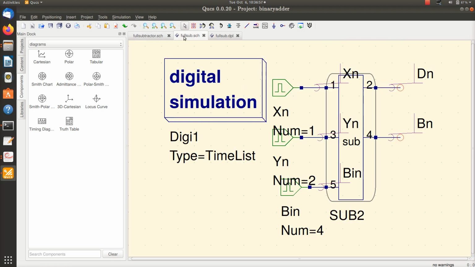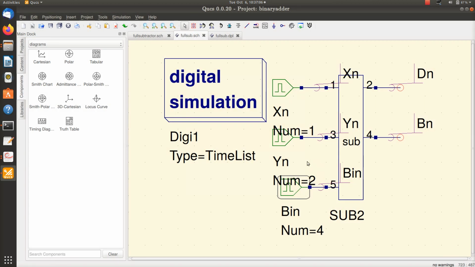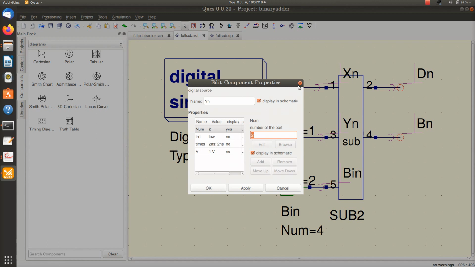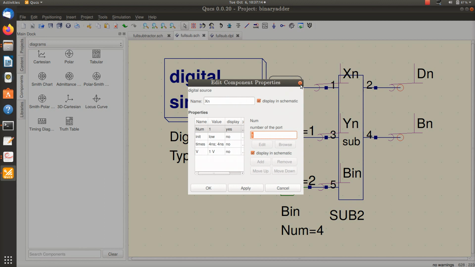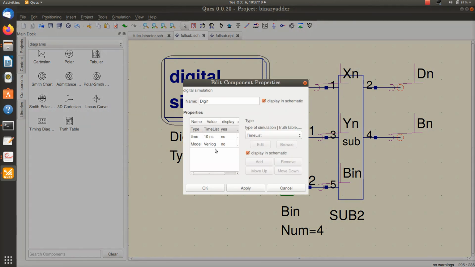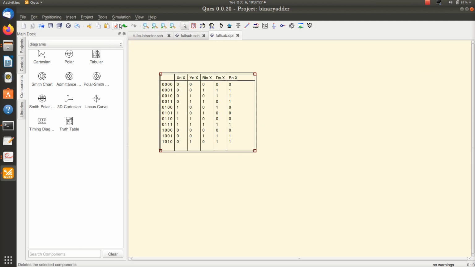borrow out. So here what I do is I give 3 signals here. This is a 1 nanosecond pulse. This is the MSB, this is the LSB. Borrow in is the LSB. yn is the next bit, a 2 nanosecond pulse. This is the MSB, a 4 nanosecond pulse, and I drop in a digital simulation with the model Verilog, and I put a time list. Then I run this simulation to know my truth table.